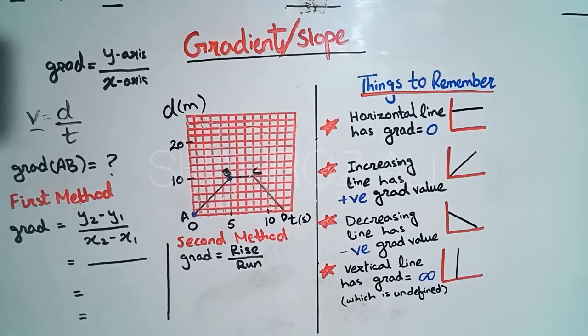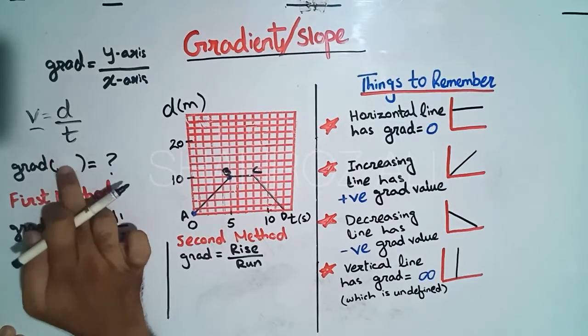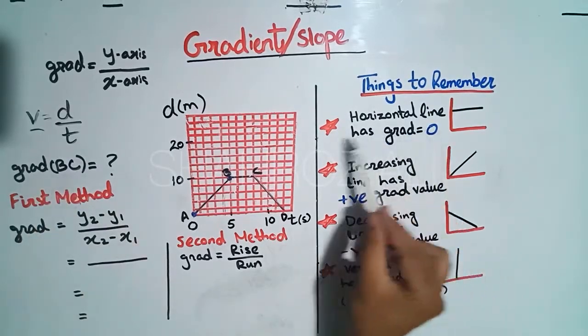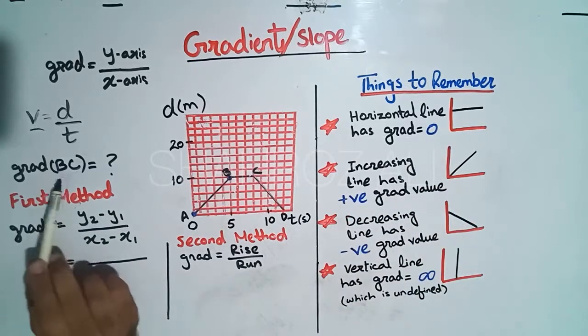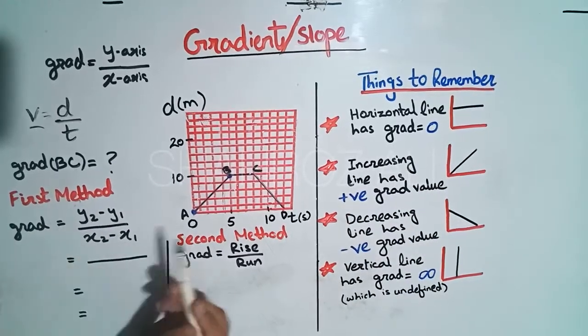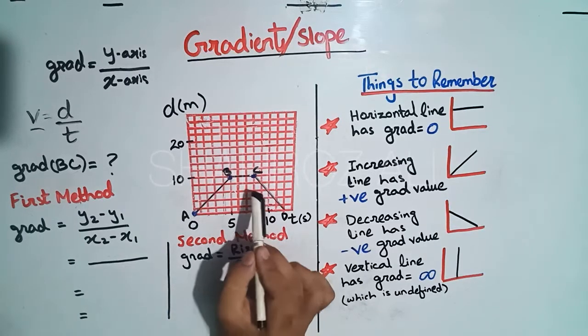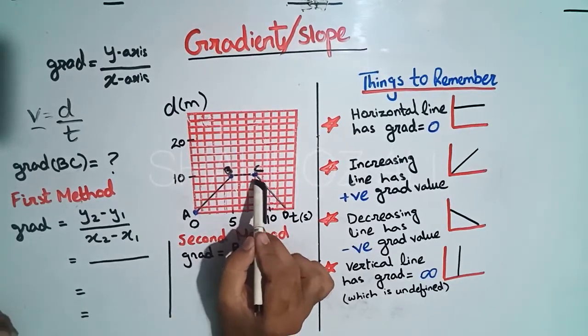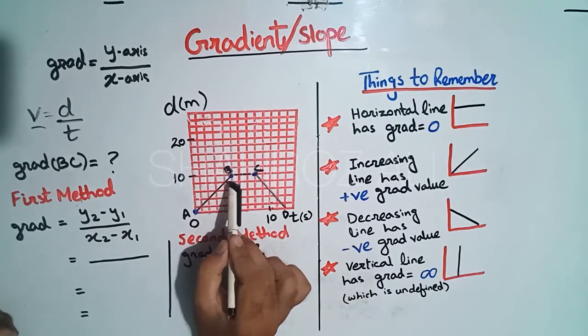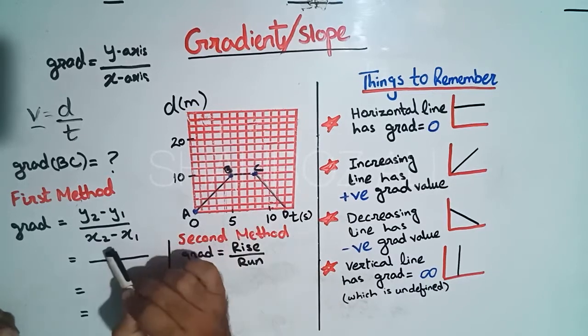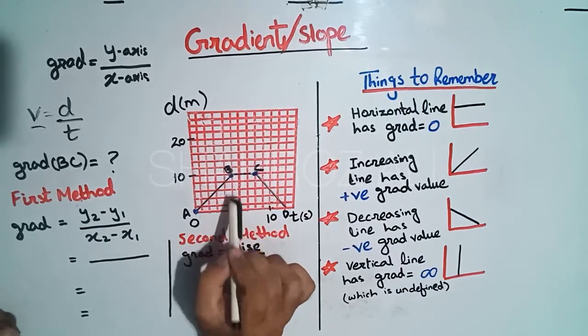Suppose now we want to find the gradient for BC, as I was talking about. Here I am writing gradient of BC, because a straight line or horizontal line gives us a gradient of 0. For BC, the same formula from the first method will be used for B and C. For the second point it will be y2, and for the first point it will be y1. Similarly, the second point gives the second value for x, and the first point gives the first value for x.